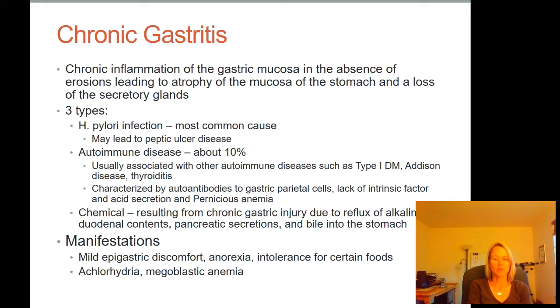Chemical, this is a result of chronic gastric injury due to reflux of alkaline duodenal contents, pancreatic secretions, and bile into the stomach. So here we're refluxing through the pyloric sphincter. Manifestations include mild epigastric discomfort, anorexia, intolerance for certain foods, achlorhydria, so that's low or absent chlorine, and megaloblastic anemia. It's the pernicious anemia.